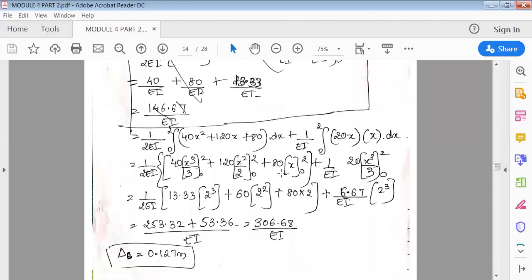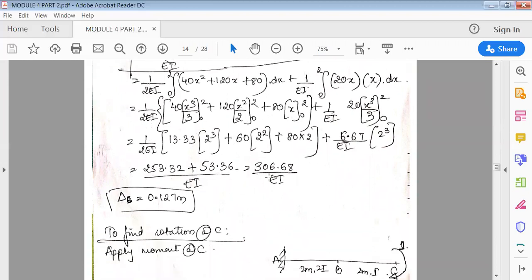Okay, so if you go on solving this, you can see this is like x square plus x plus a constant c, and multiply this properly. So what you do here is take 1 over 2 EI common. So x square becomes x cube, x becomes x square, and the constant becomes x. Okay, 1 over 2 EI, so this becomes 20 x cube by 3. So once you start solving this, substitute the limit value of 2 here, and here also 2. Once you solve this, you'll get 306.68 over EI.